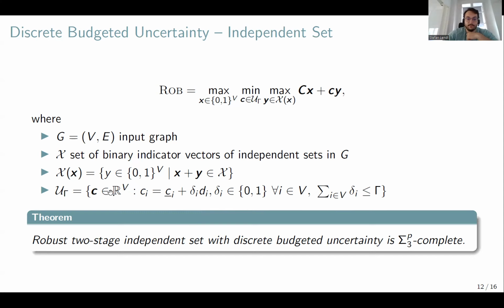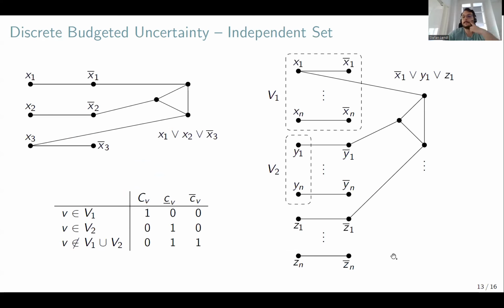So basically, this is the setting, and we were able to show that this is sigma-free P complete. And let me just very quickly try to give you some intuition on how this is done. We again take kind of a standard independent set reduction. So here we have the clauses. So it's a reduction from 3-SAT, and you want to find an independent set.